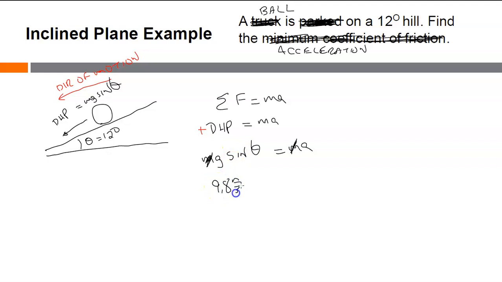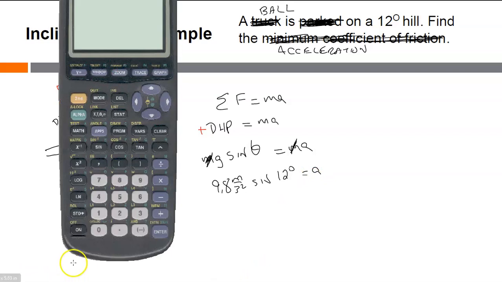The acceleration is going to be equal to g times the sine of theta: 9.8 meters per second squared times the sine of the angle. The angle, we know that, it's 12 degrees. That's going to be the acceleration. I pull up the calculator, and 9.8 sine 12 gives me 2.04 meters per second squared.